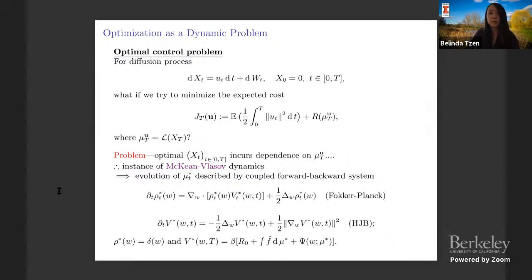So we have naturally the Fokker-Planck equation forward. Here we're starting from 0, Dirac delta 0. And we have the HJB equation governing the evolution of the value function going backwards, with a terminal condition that is given by the cost, the risk contribution, weighted by the space variable.